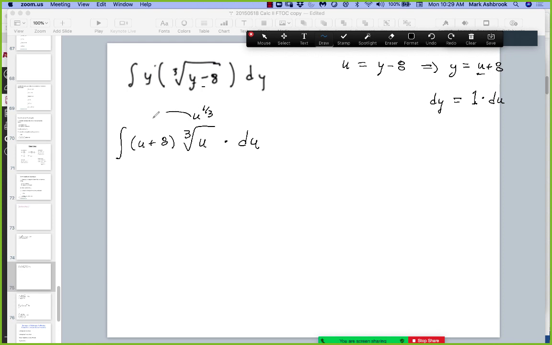Well, we can distribute, right? I can just distribute u to the 1/3. So I'm going to get u to the 4/3 plus 8 u to the 1/3 du. Is this doable? Yeah. Very doable now. Power rule. Not even undoing chain, just power rule.